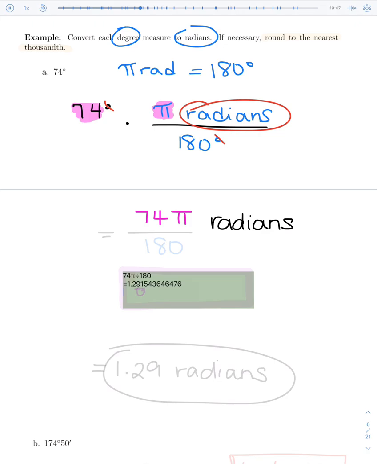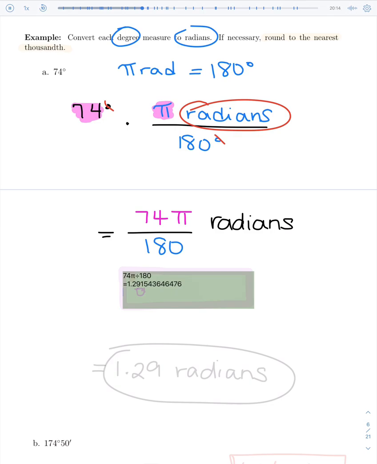And on the bottom, let's see what we have. We have the 180 on the bottom. Remember the degrees canceled? So this is what we've got so far. Now, normally, if they said to leave it as a fraction, we would leave it just as is, but we would want to reduce it first. Here, we don't need to reduce it if they just want us to turn it into a decimal, which is what they want us to do.